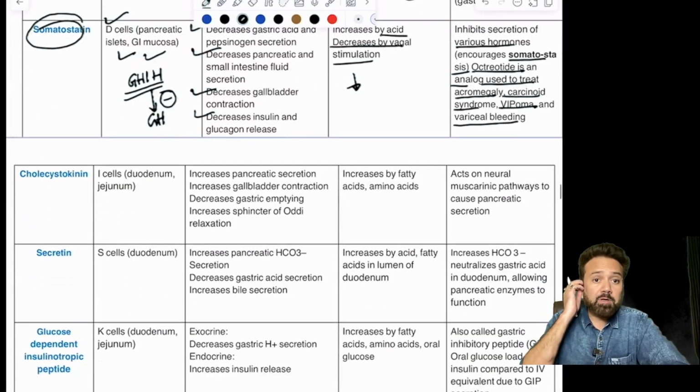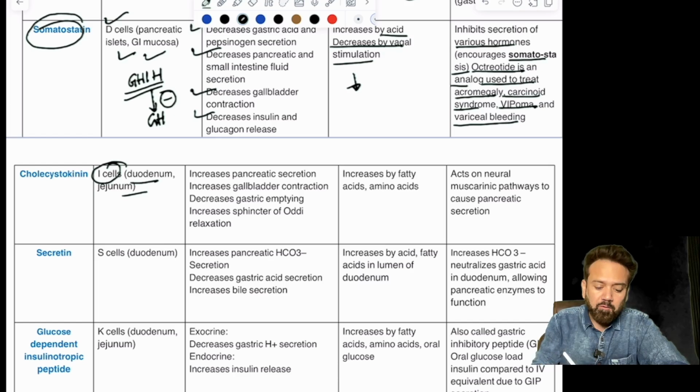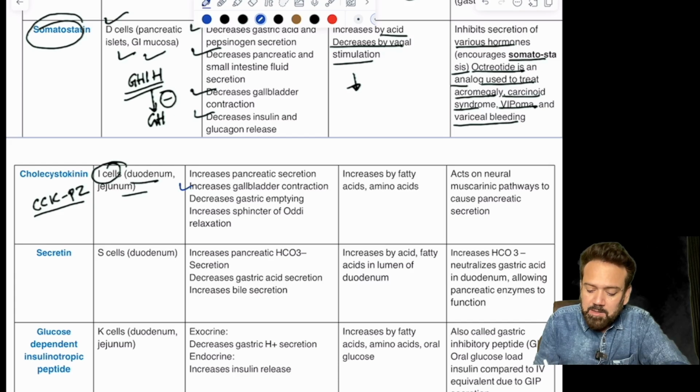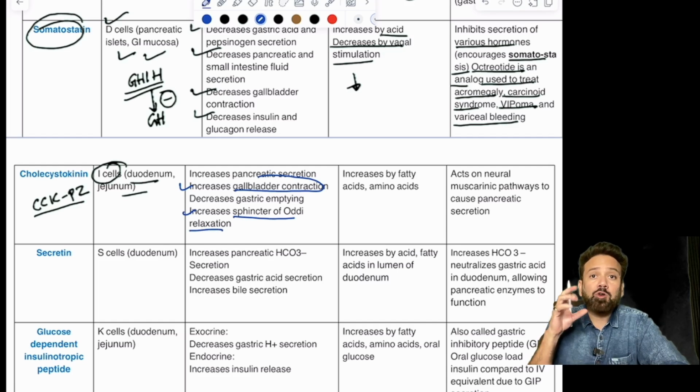Number three, very important, is cholecystokinin, released from I cells, duodenum and jejunum. Cholecystokinin, full name is CCK-PZ, cholecystokinin pancreozymin. So the name helps in remembering all the actions. Cholecystokinin increases gallbladder contraction and increases sphincter of Oddi relaxation, increases pancreatic secretion, and inhibits gastric emptying.